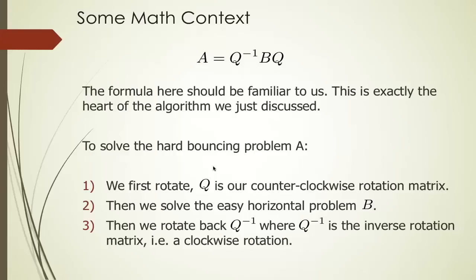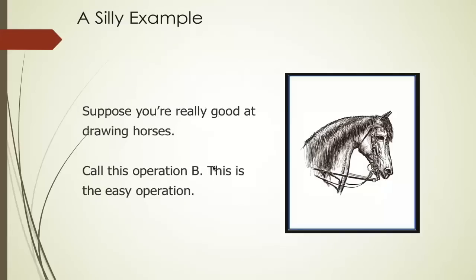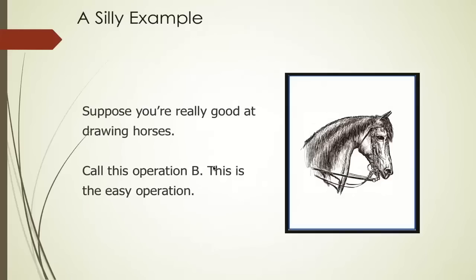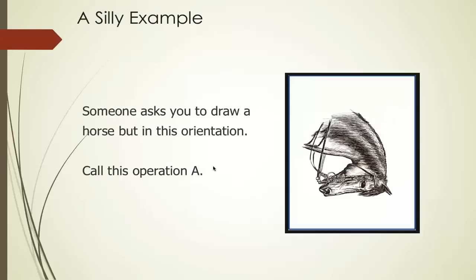Here are a couple of cool examples. The first example is kind of silly, but it illustrates this concept of coordinate transformation to change a problem that's hard into one that is easy. Suppose that you're really good at drawing horses, and you can draw a horse very nicely. Let's call this operation B. This is the easy operation, the easy problem. You can draw horses very easily, and this is like bouncing on the horizontal plane. Now, what if someone asked you to draw the horse, but in this orientation, upside down?